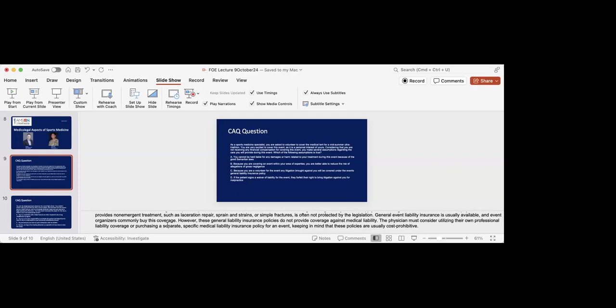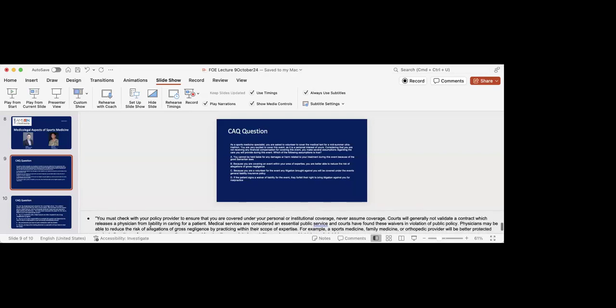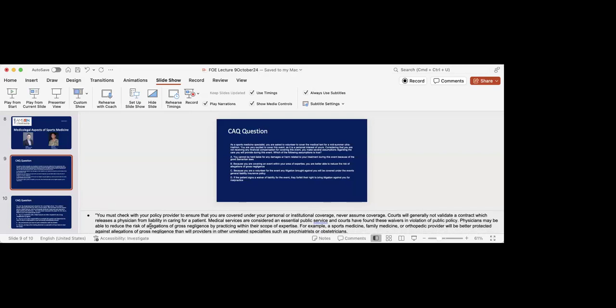General event liability insurance is usually available, and event organizers commonly buy this coverage. However, these general liability insurance policies do not provide coverage against medical liability. The physician must consider utilizing their own professional liability coverage or purchasing a separate specific medical liability insurance for an event, keeping in mind that these policies are usually cost prohibitive. And then you must check with your policy provider to ensure that you are covered under your personal or institutional coverage. Never assume coverage.